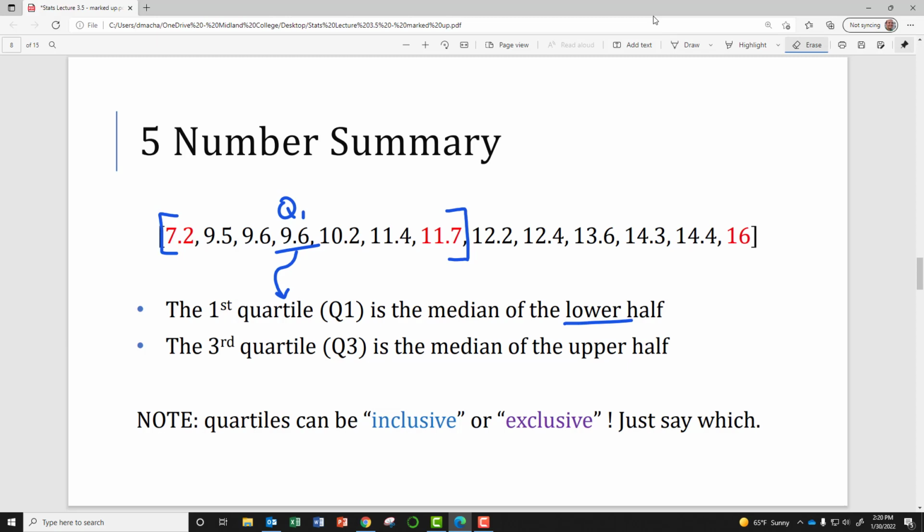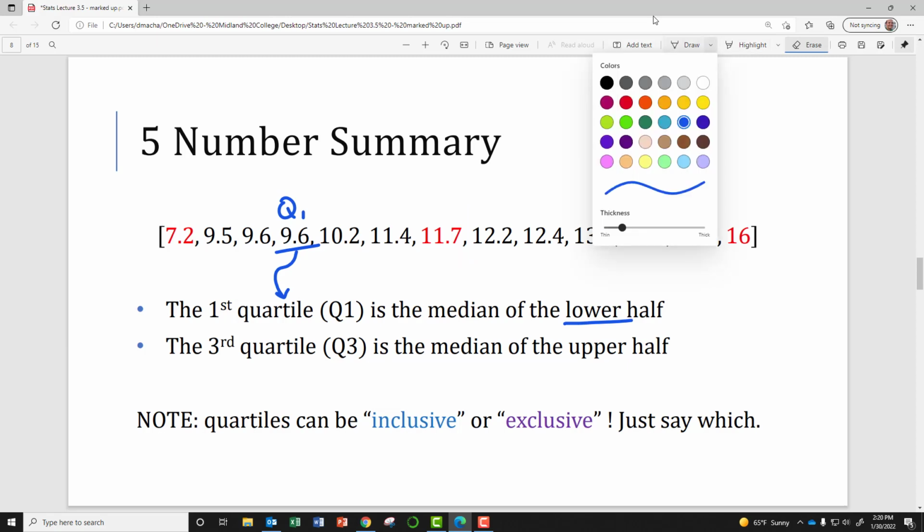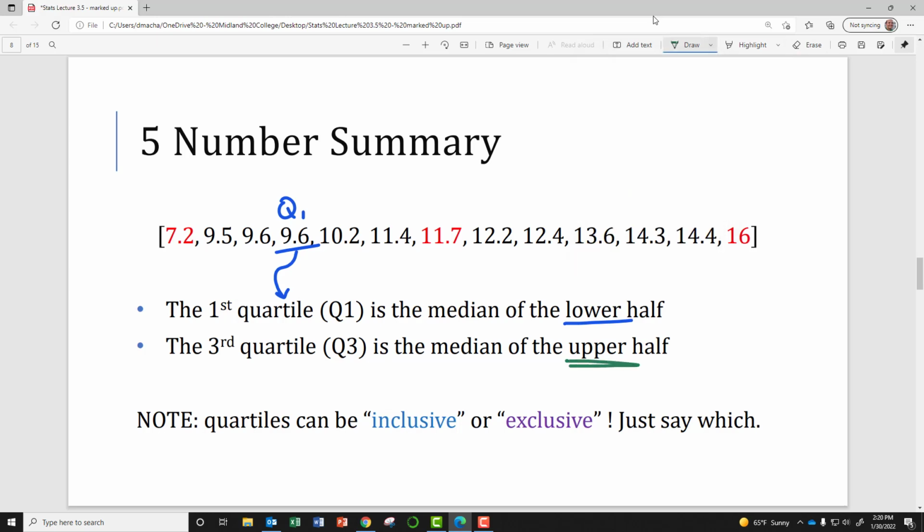Likewise, the third quartile will be the median of the upper half. For this third quartile, I just have to look at the upper half of these numbers and say, okay, out of these 7 numbers in the upper half, what's in the middle? Well, it'll be 13.6. So there's my third quartile. Hopefully you see how to find the first and third quartile.